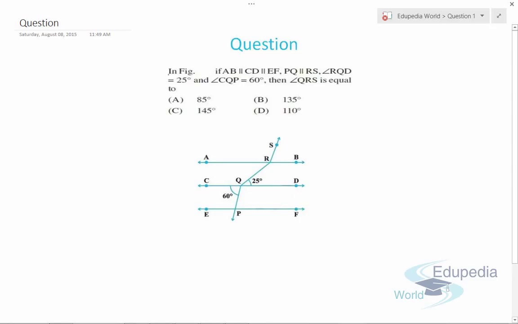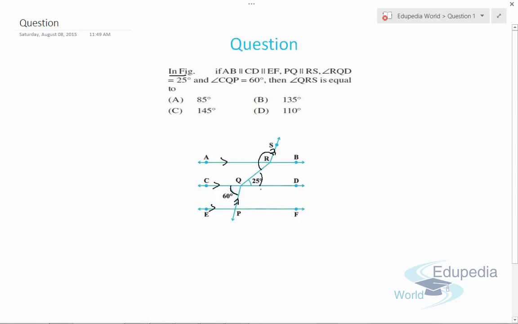In the figure, the question says AB is parallel to CD and it's parallel to EF, and PQ, this line, is parallel to RS. Now angle RQD is 25 and angle CQP is 60 degrees. Then we need to find angle QRS, meaning this whole angle. So let's see how we can find this.